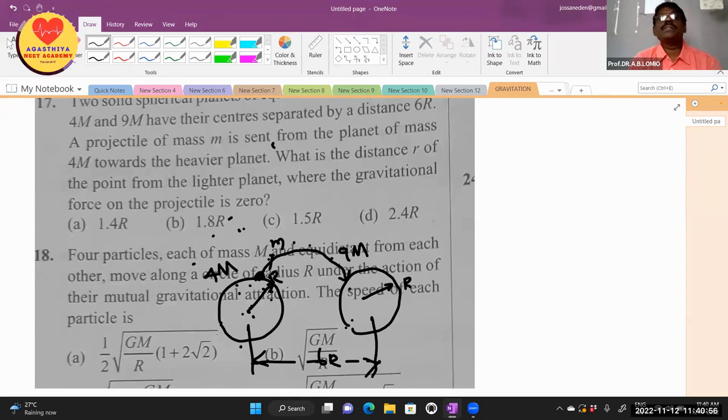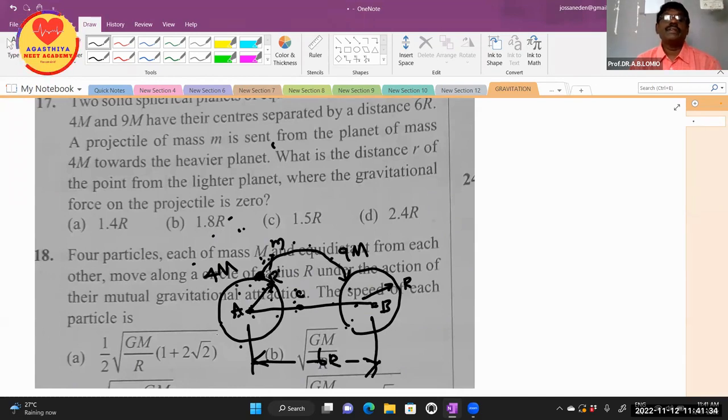Find out the distance r of the point from the lighter planet. This is the lighter planet, where the gravitational force on the projectile is zero. Let us assume this point is the point at which the gravitational force is 0. Say this is A, let it be B, this C. At point C, the gravitational force is 0 between the respective masses of the planets.